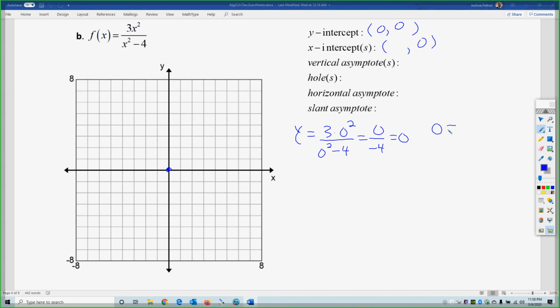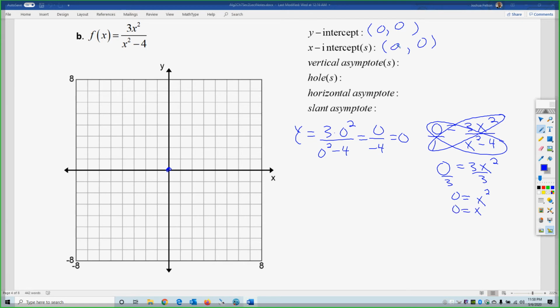X-intercept by definition, so if it's on the x-axis, y must be 0. So 0 equals 3x squared over x squared minus 4. I want to cross multiply, so I'm going to put a 1 on bottom so I can do that. This way gives me 0. This way gives me 3x squared. So if I divide by 3, x squared is 0, and I square root, I still get 0, which makes sense, that the origin is both an x-intercept and a y-intercept.